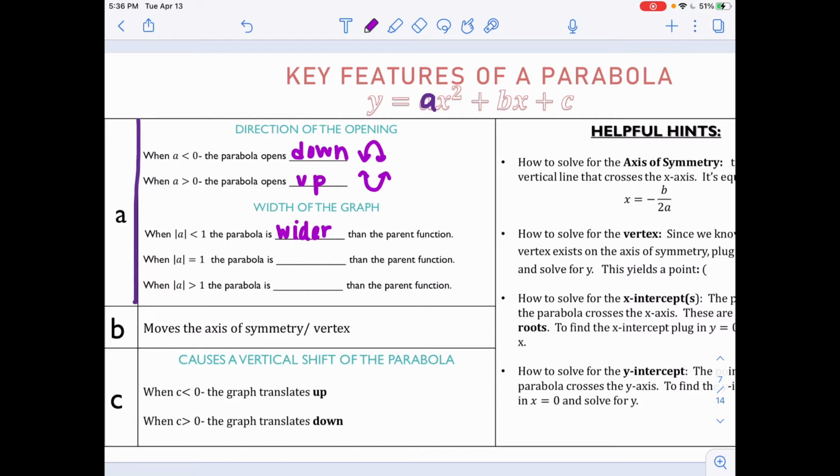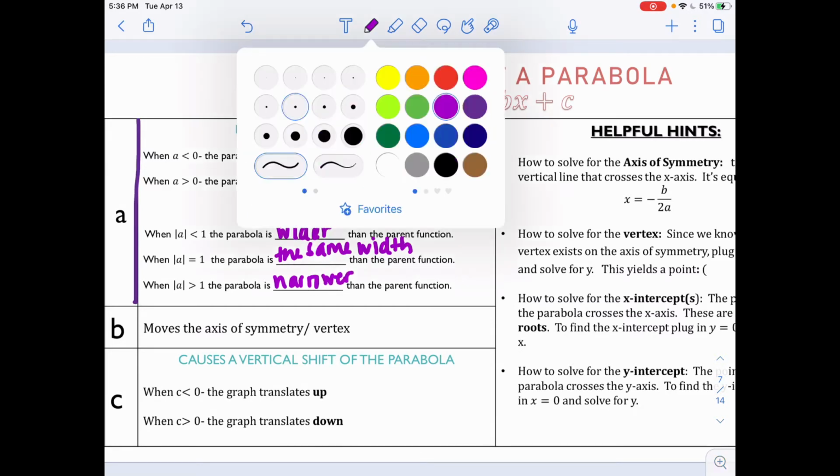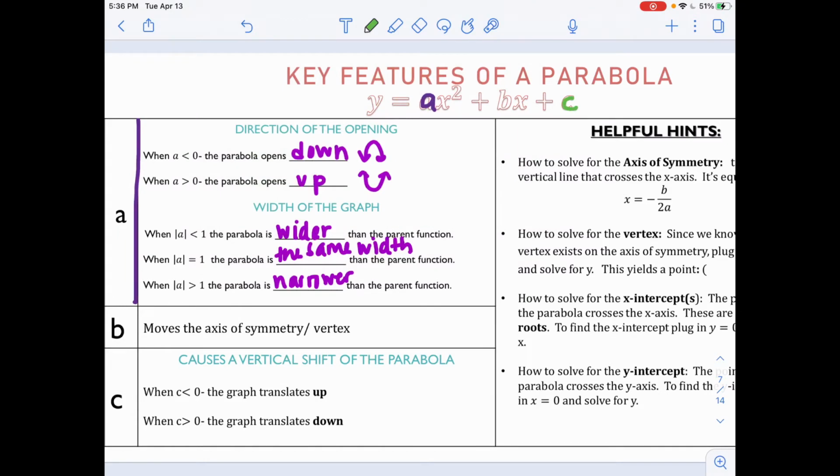When the absolute value of a is equal to 1, the parabola is the same width as the parent function. And when the absolute value of a is greater than 1, the parabola is narrower, right, than the parent function, or stretched. Then we explored what c does to our graph. All right, so we're going to look down here.